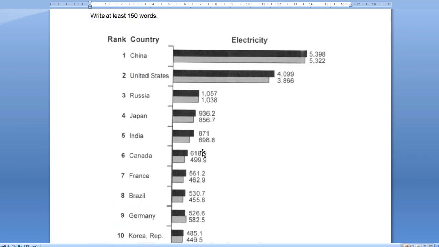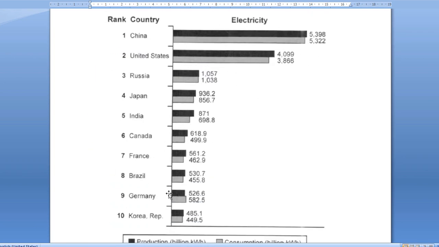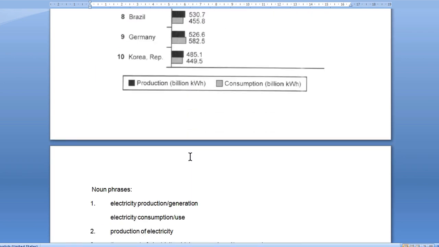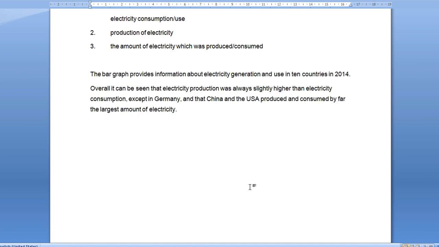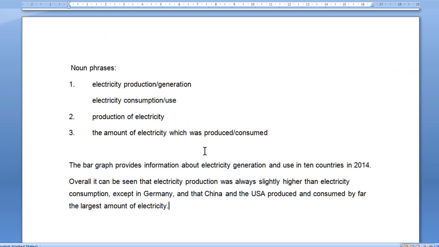Another thing I did notice is that this is much bigger than all of these. So if you notice that, if you have time, add it on quickly. So I would just say that China and the USA produced and consumed by far the largest amount of electricity. Like I say, that one you didn't really have to put in, but if the idea comes to you, if you're not going to make grammar mistakes, then by all means put it in.